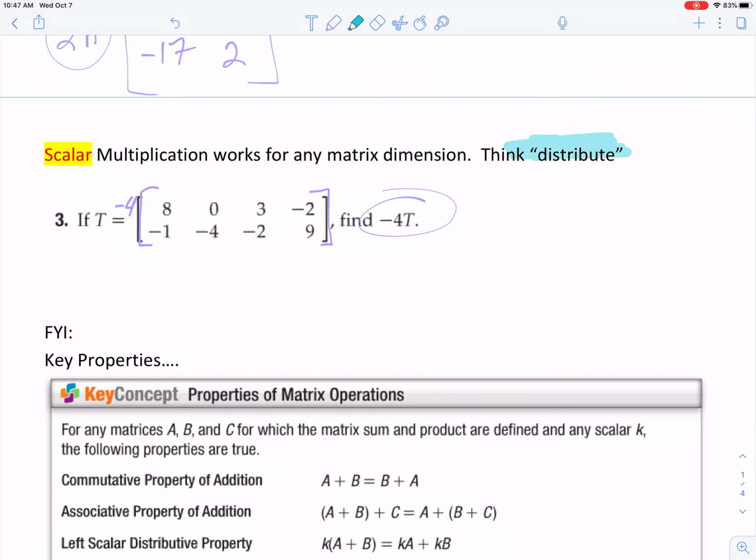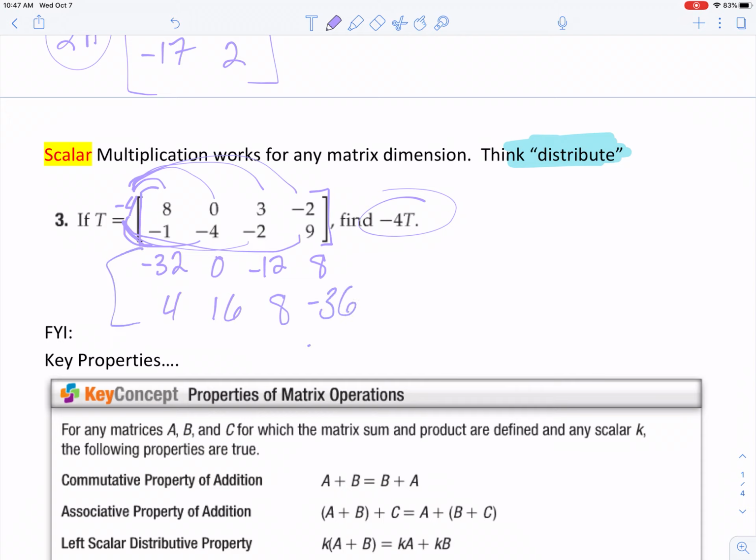And literally all you're going to do, I want you to think distribute. Take -4 times 8, what do you get? Take -4 times 0, what do you get? -4 times 3. -4 times -2. Okay, now do the bottom row. -4 times -1. -4 times -4. -4 times -2. -4 times 9. That is your answer, that thing right there.